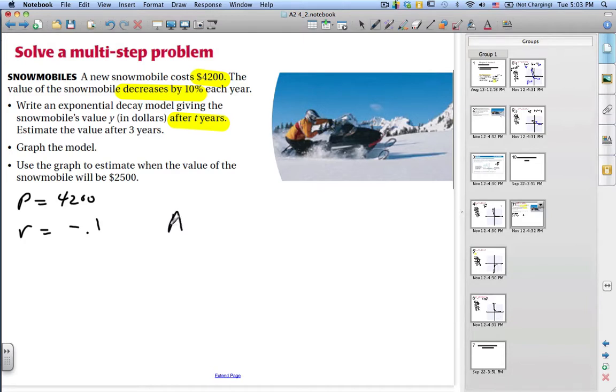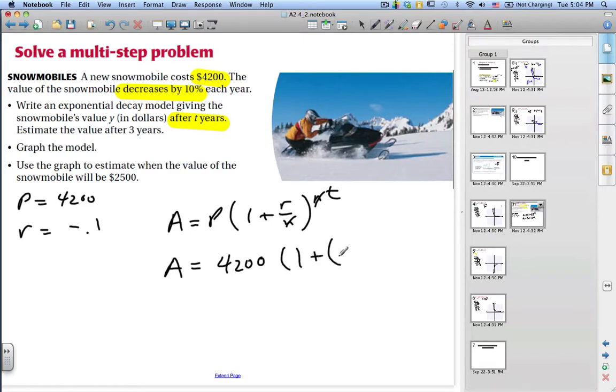So I know that the value of my snowmobile will be equal to the principal times 1 plus the rate divided by how many times I calculate per year, to the nt power. In this case, they're saying by the year, so n is going to become 1. Those will basically cancel out. So I know that my value of the snowmobile will be equal to the original cost of the snowmobile, $4,200, times 1 plus the rate to the t power. Okay, so that's going to be 4,200 times 0.9 to the t power.